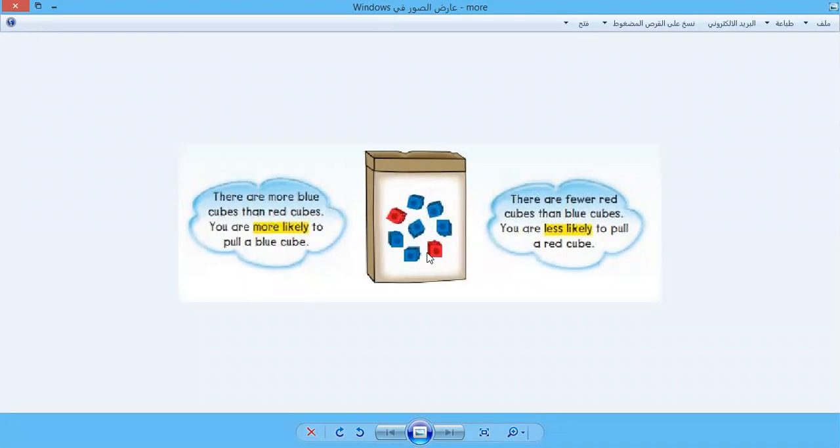Okay, what about the red cubes? There are fewer red cubes than blue cubes. That means you are less likely to pull a red cube. Why? Because the red cubes are fewer than the blue cubes. The red cube has a small chance to be pulled, but the blue cubes have a big chance to be pulled.